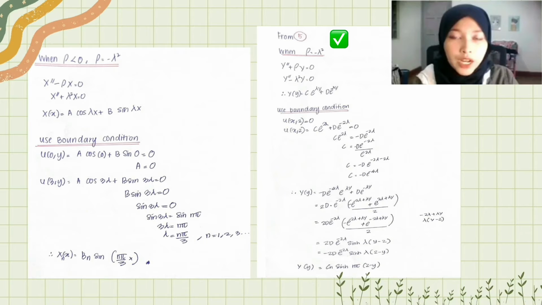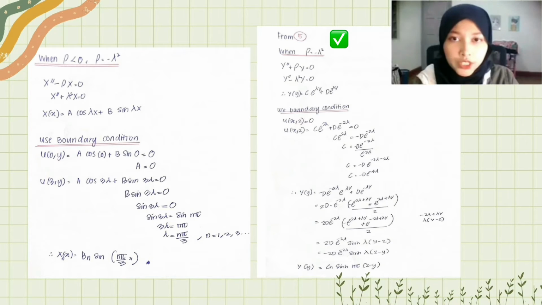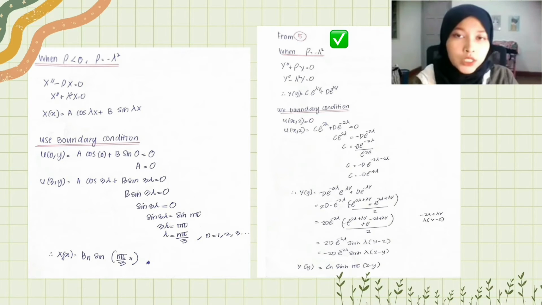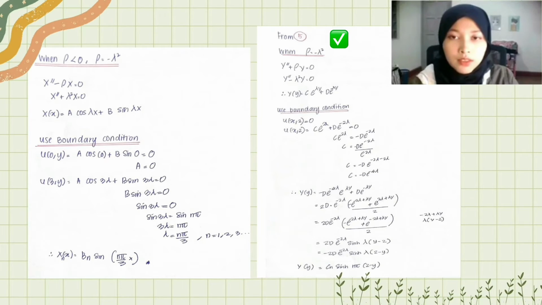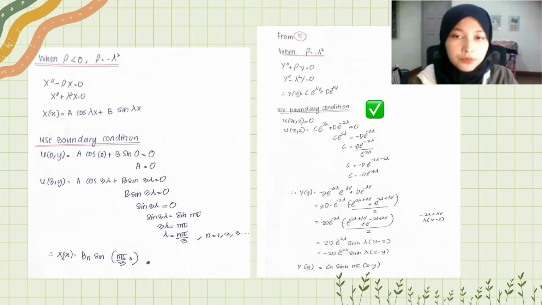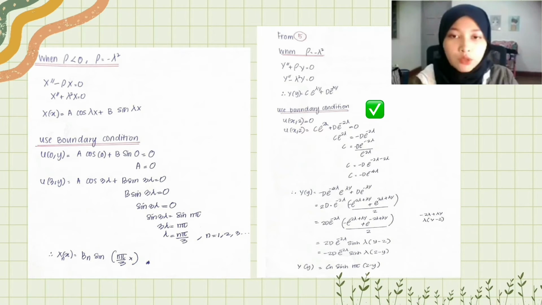From equation 5, we will solve for the y equation. When p is equal to negative lambda squared, y double prime minus lambda squared y equals 0, and the general solution for y is c e^(lambda y) plus d e^(negative lambda y). We use the boundary condition of case u1, which is u(x, 2) equal to 0, and we substitute it into the general solution of y.